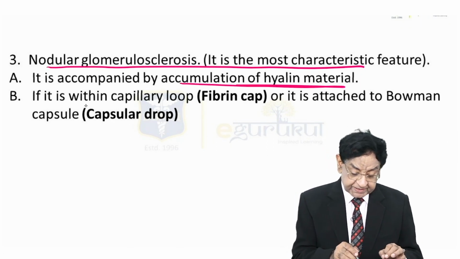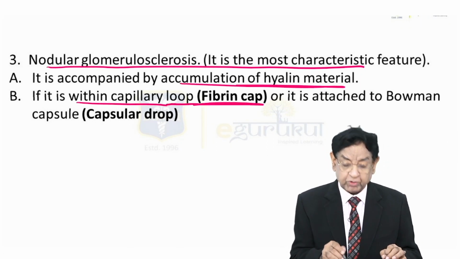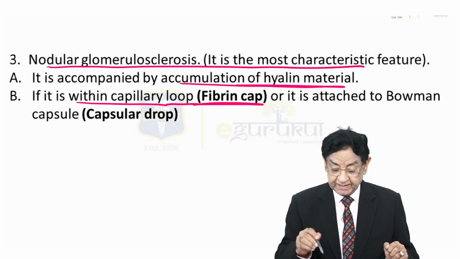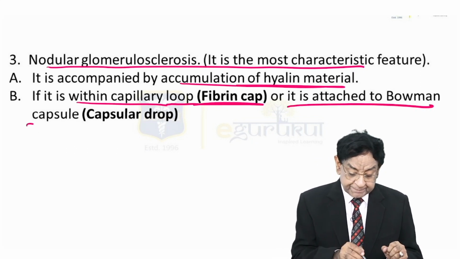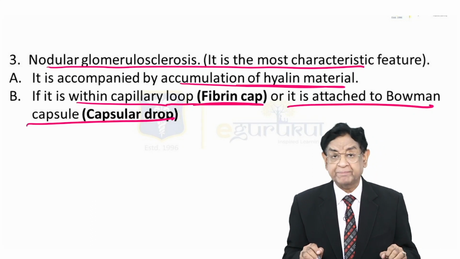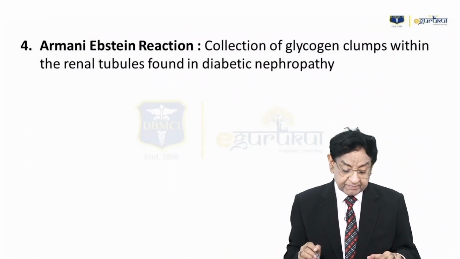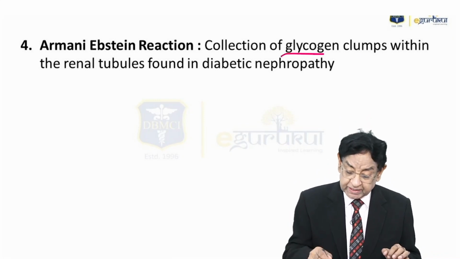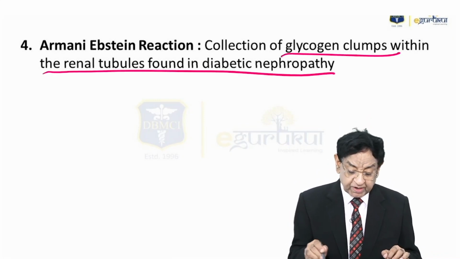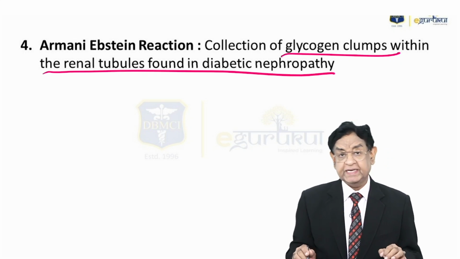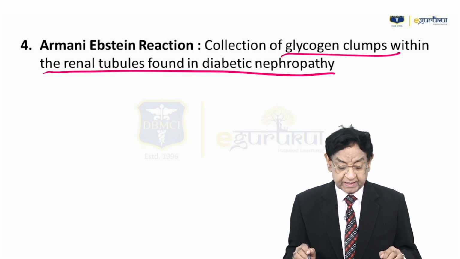If this is within the capillary loop, we call it a fibrin cap. And if it is attached to Bowman capsule, we call it a capsular drop. As far as the Armanni-Ebstein reaction, collection of glycogen clumps within the renal tubule is found in diabetic nephropathy, and this is the so-called Armanni-Ebstein reaction.